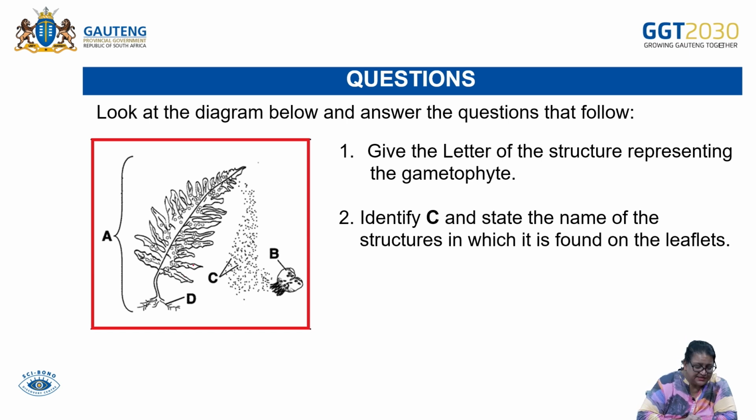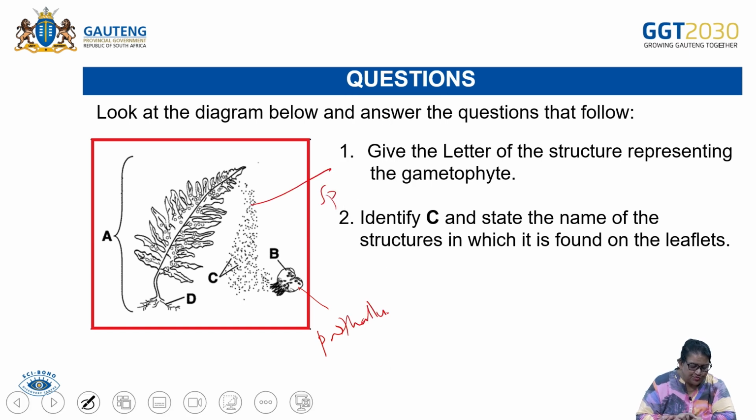So give the letter of the structure representing the gametophyte. Now you must remember, learners, that the sporophyte produces spores. The spores will fall onto the ground and germinate to form a haploid prothallus. This prothallus has gametes in the archegonia and antheridia. Therefore, the haploid spores germinate into a haploid prothallus. The prothallus will have male sperms and female egg cells. So it's representing what generation? The gametophyte. So this is actually your prothallus, and these are your spores. And it is your spores that give rise to your prothallus.